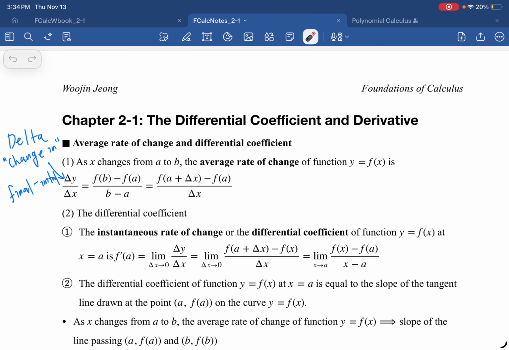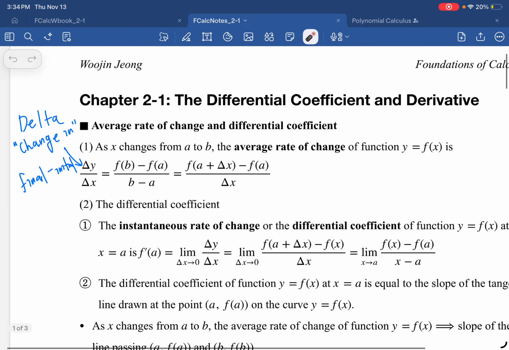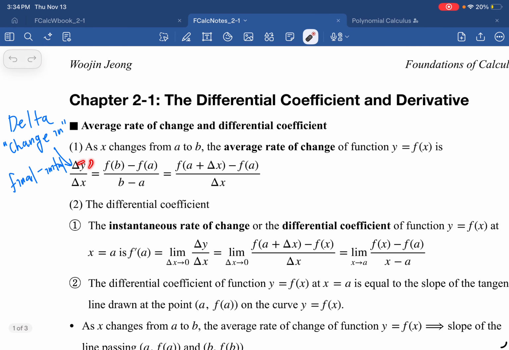In order to do that, first we have to go back a little bit. I think in Math 10, we learned the slope formula between 2 points, and in fancy terminology, we call that the average rate of change. Now, the average rate of change is defined by delta y over delta x for function y equals f of x. So this triangle symbol has the name delta, and it means change in.